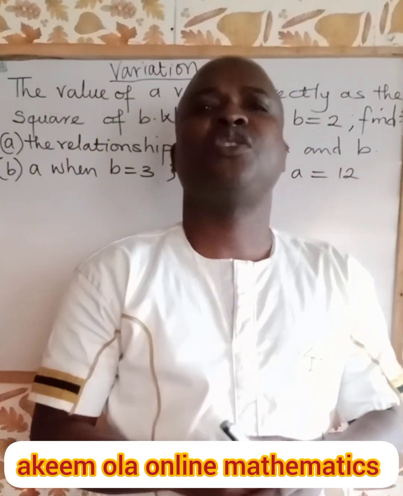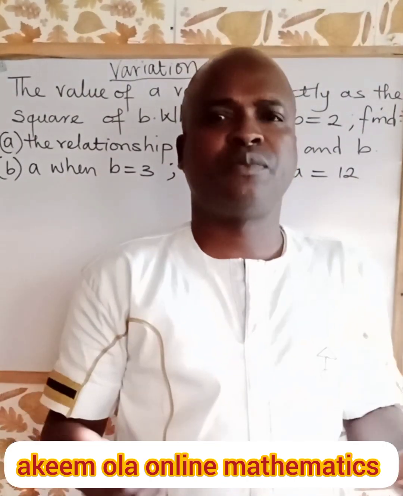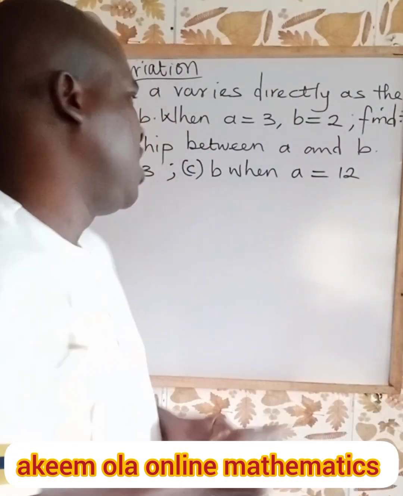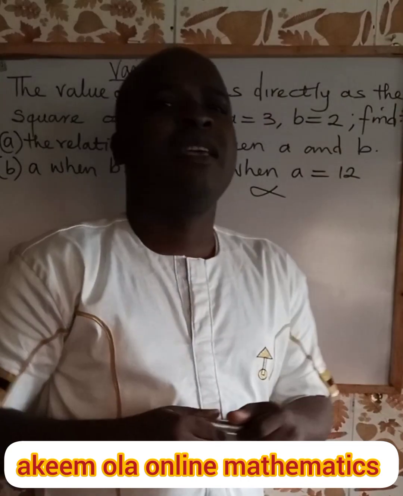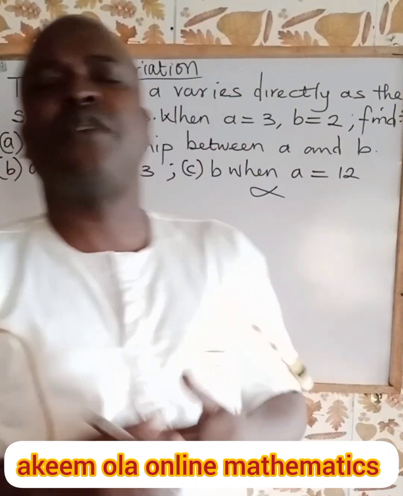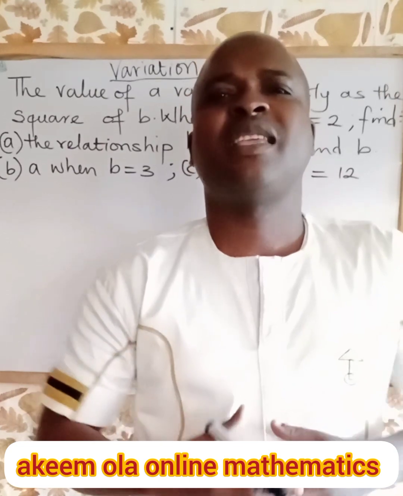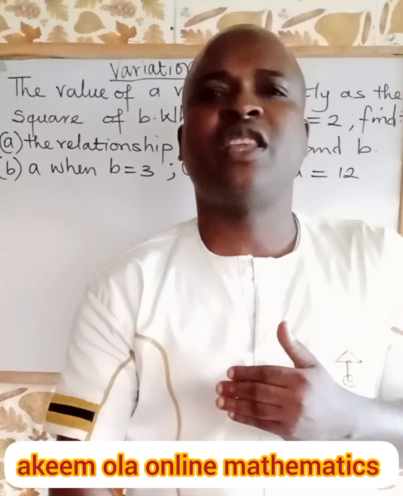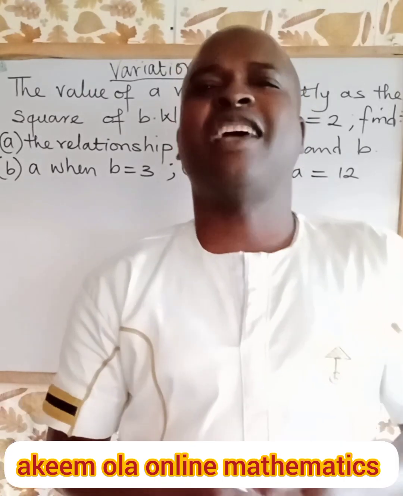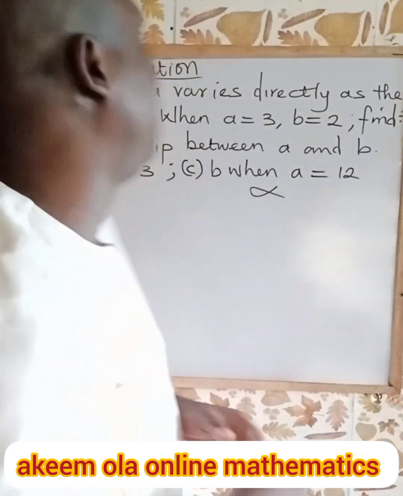What is direct variation? Direct variation deals with proportion. When I say proportion, we have this sign, the proportionality sign. Direct variation is a kind of variation in which both quantities increase. As one quantity increases, the other also increases. Now let's go solving this particular question on the board.